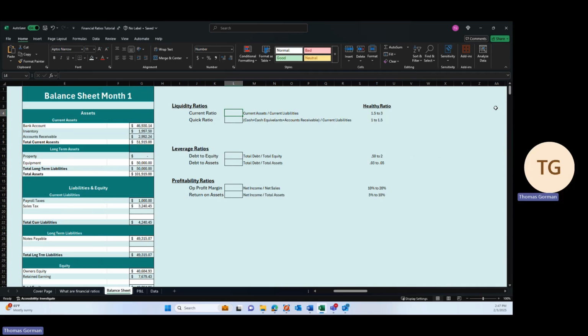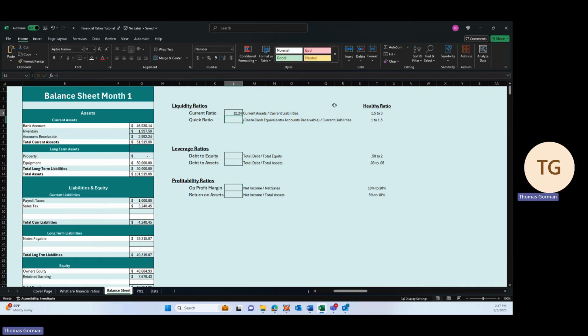So let's go ahead and enter that into our cell and see what we get. We're going to start by saying equals. Then we want to look at our current assets. We come over to our balance sheet, current assets, G9, and we want to divide that by current liabilities, G22. And then we hit enter.